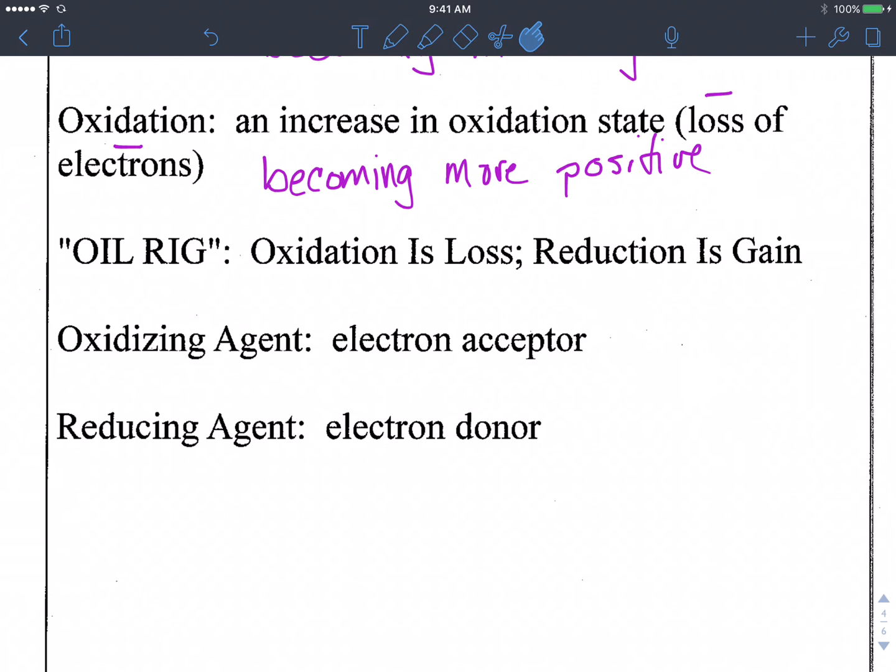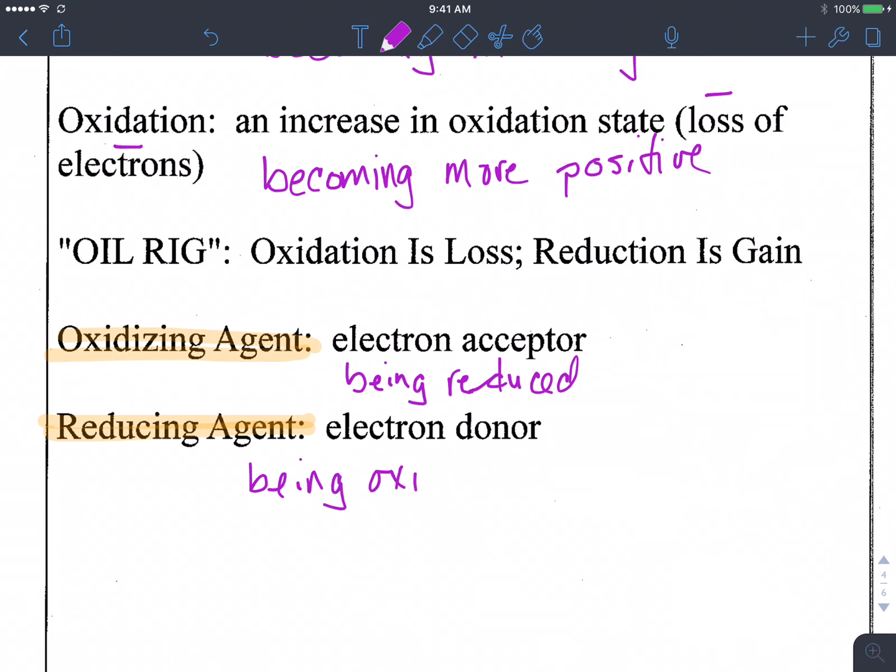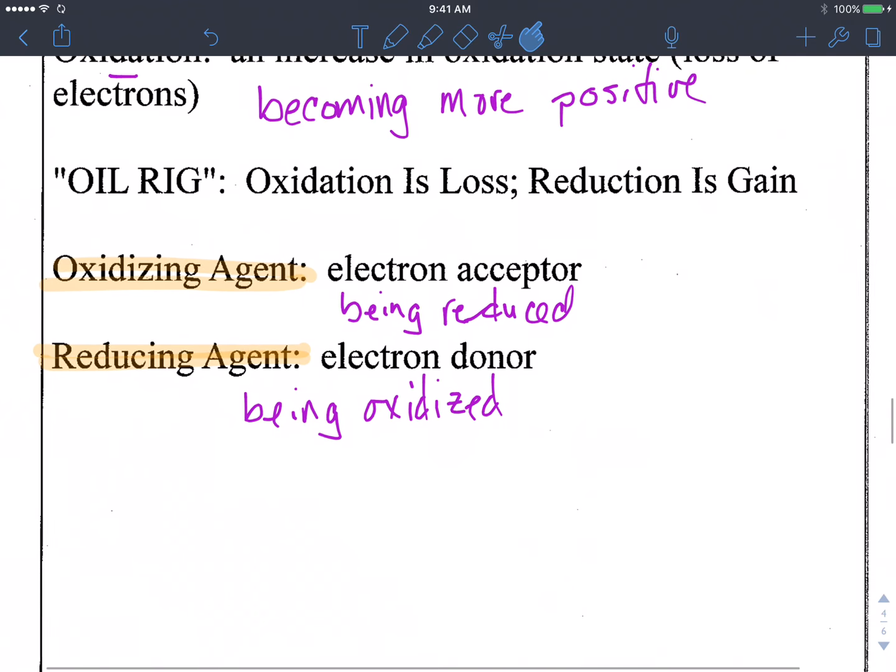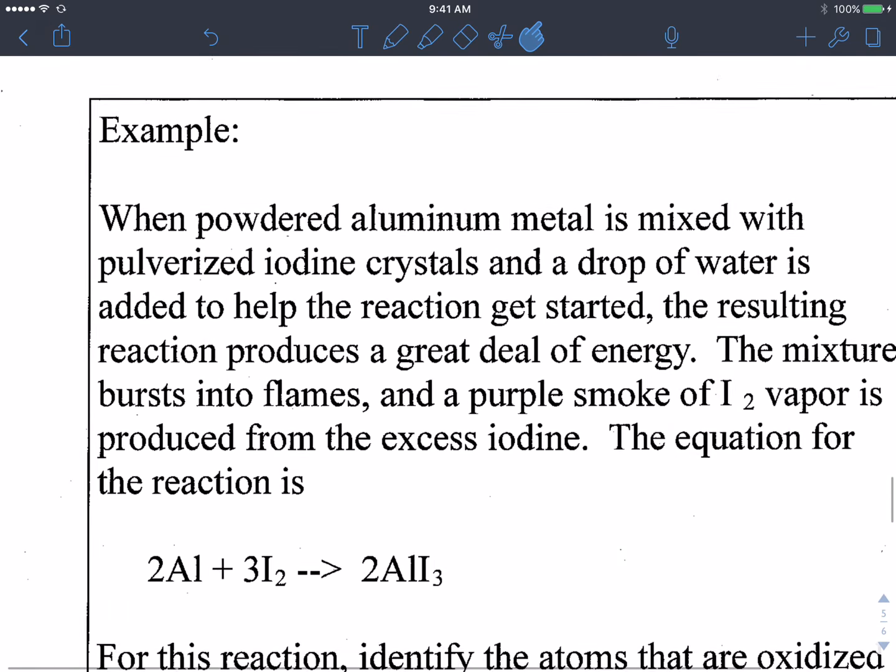An oxidizing agent is an electron acceptor. A reducing agent is an electron donor. I've always found the easiest way to remember this is the oxidizing agent is being reduced. And the reducing agent is being oxidized. So that makes it a lot easier to identify the roles of those two species.